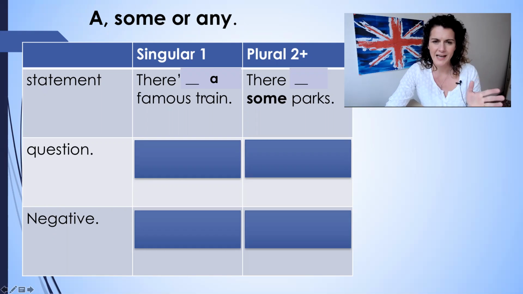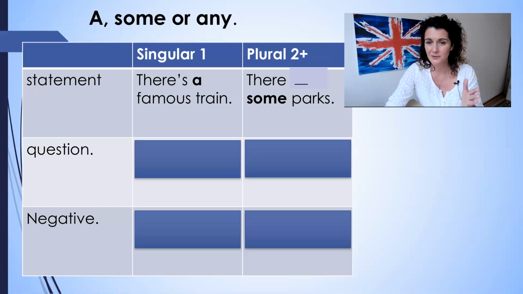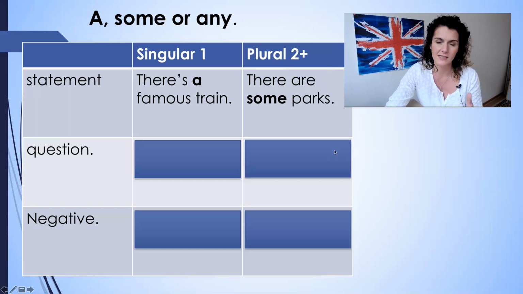So just a bit of a recap. What's the verb that's missing here? That's right, it's a singular positive statement, so it should be there's a famous train. And here, this is a positive statement, but it's plural. So what's the verb that's missing? Again, it's to be. What's the form? Are. There are some parks. And notice that in the singular, we're using a, and in the plural, we're using some, not forgetting the S on the end of the noun.